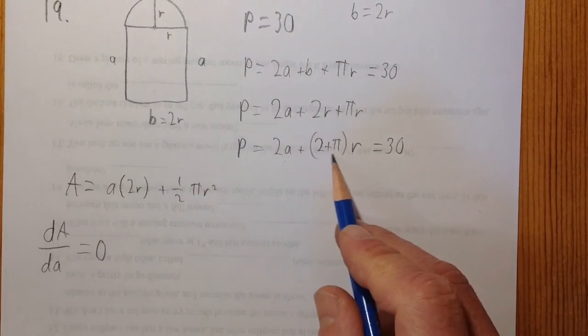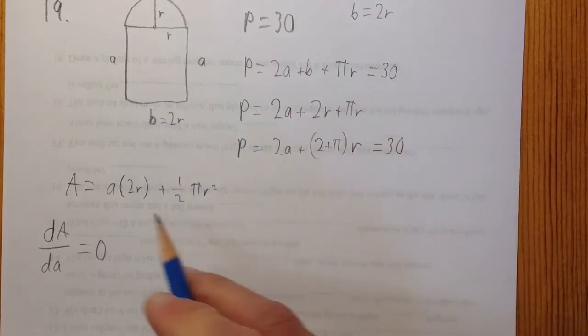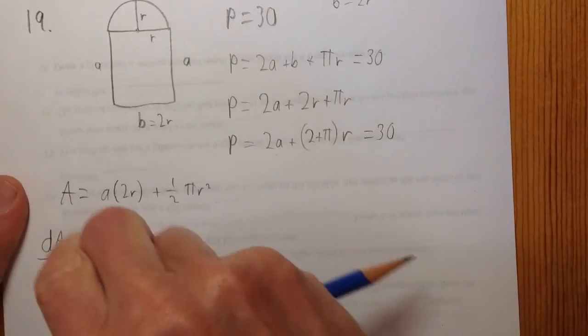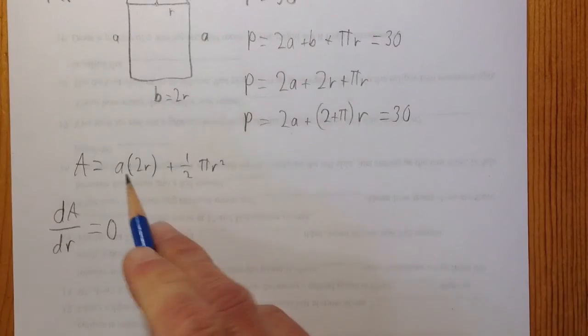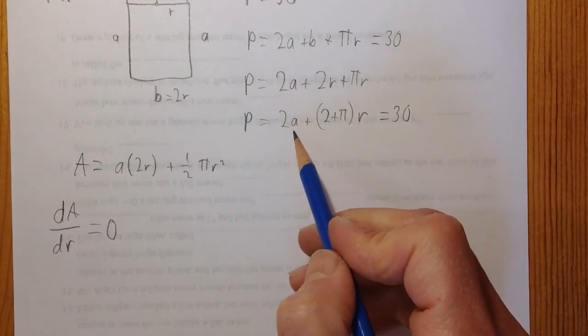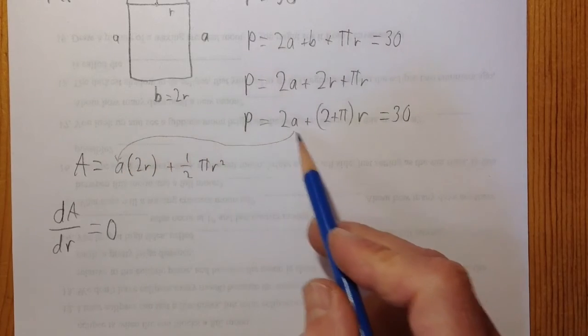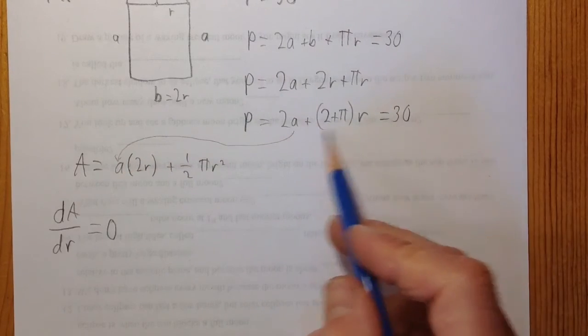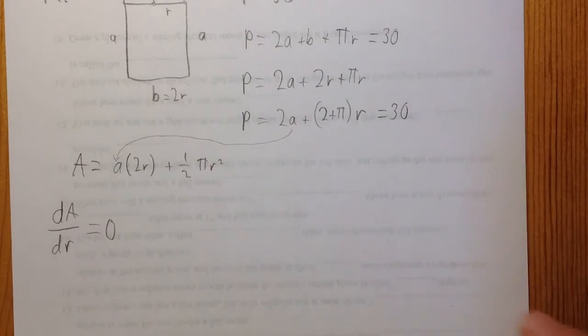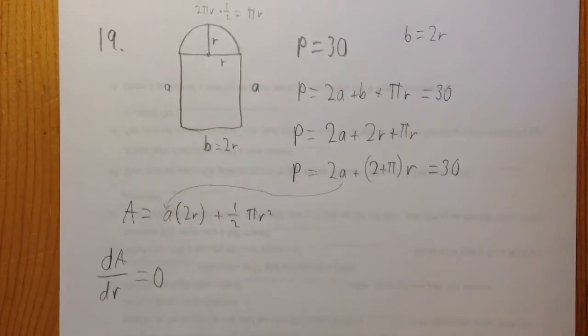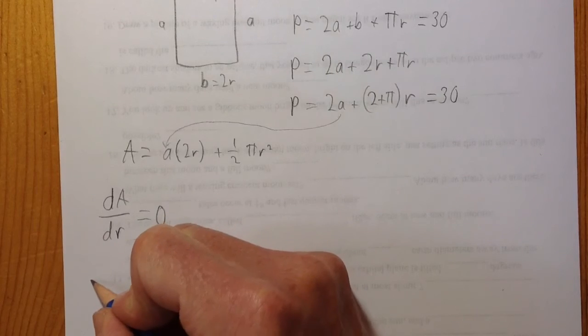It's going to be a mess, right, because we have this 2 plus pi times r, and then we're going to have r's if we do that, so it's going to be dA, dr. Yeah, we're going to replace this a with this a. So solve for a, plug it into there, you have this 30 and a bunch of algebra, and then you can figure that out. But I'll let you guys do that. That's the way you do these.